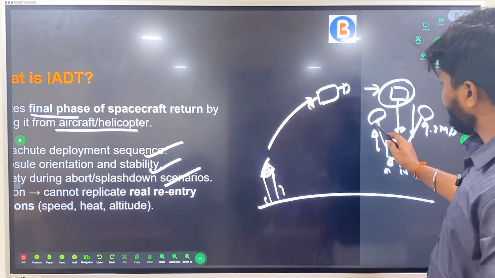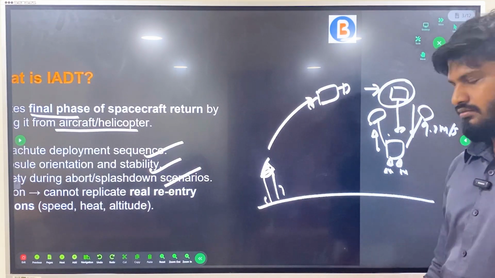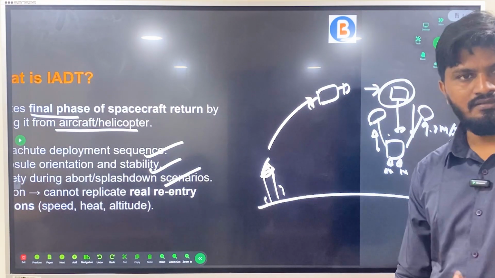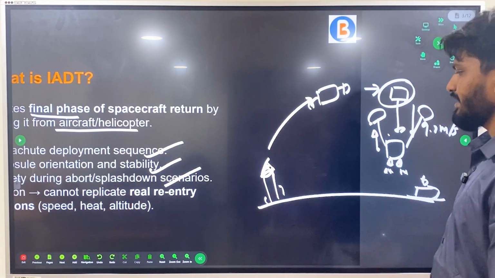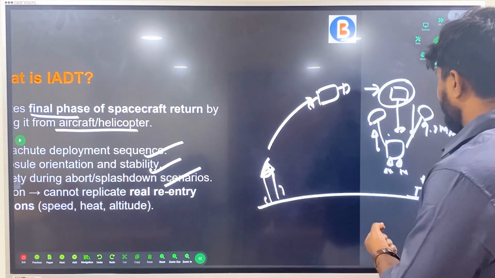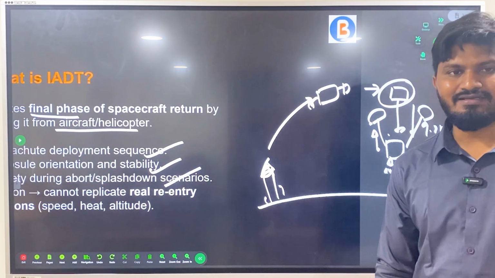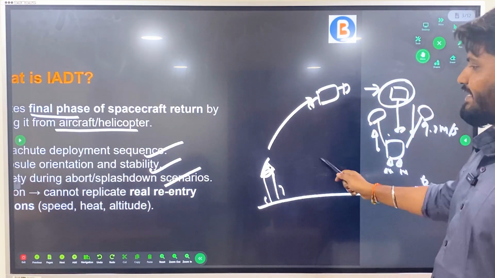This will open up a parachute, and there will be an alternating propulsion system which will open up against the speed and reduce it, and then they will fall down in the ocean. In Gaganyaan, the most appropriate site according to the mission is the Bay of Bengal. Okay, this is what IADT is.